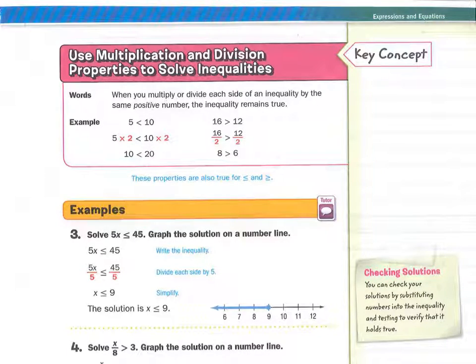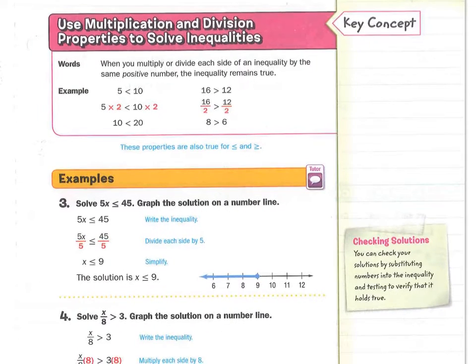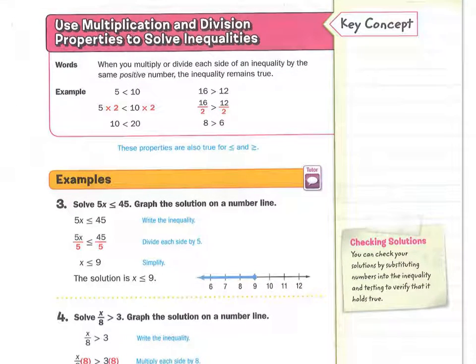Remember, we also use multiplication and division to solve inequalities. We do the same with equations. If we have a multiplication equation, we would use division to solve it. And if we have a division equation, we use multiplication. Same thing is true as the other properties. When you multiply or divide each side of an inequality by the same positive number, the inequality remains true.